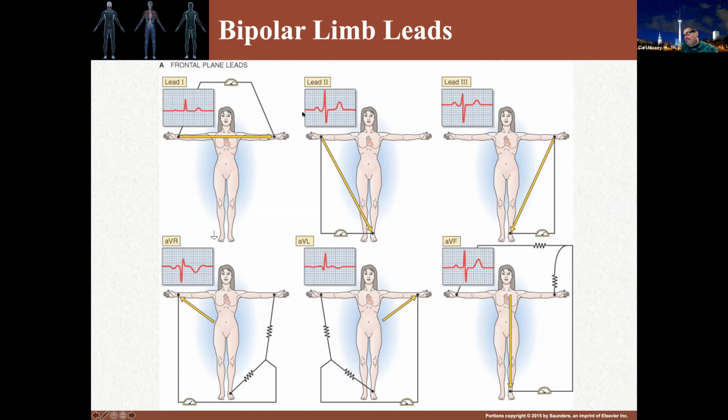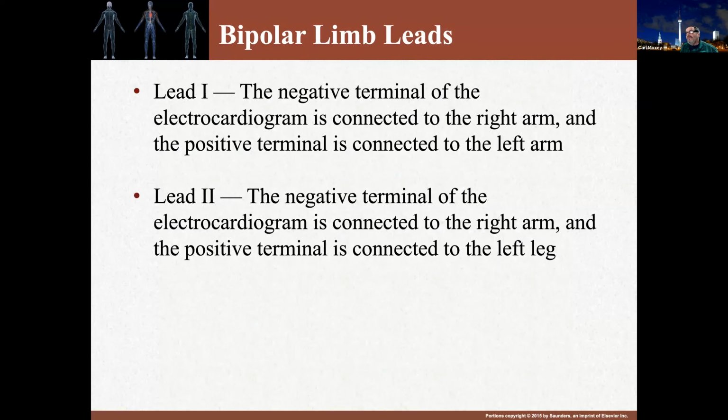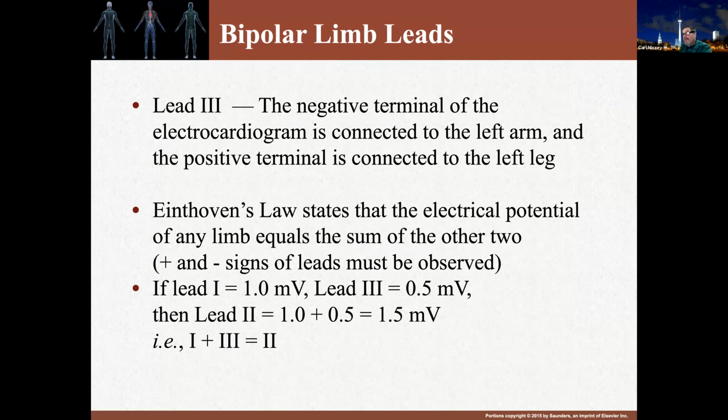Now, here is sort of what they look like in these tracings here. So the lead which generally has the highest amplitude is going to be lead 2, because it's running along the long axis of the heart, or at least most of the time. So again, to put into text what I just said, lead 1, negative on the right arm, positive on the left arm. Lead 2, negative terminal, right arm, positive terminal, left leg. Lead 3, negative terminal on left arm, positive terminal on left leg.